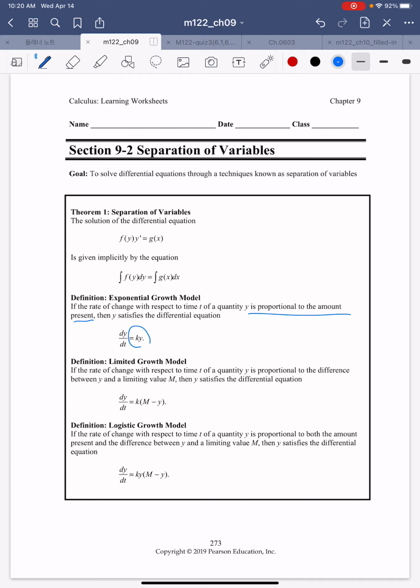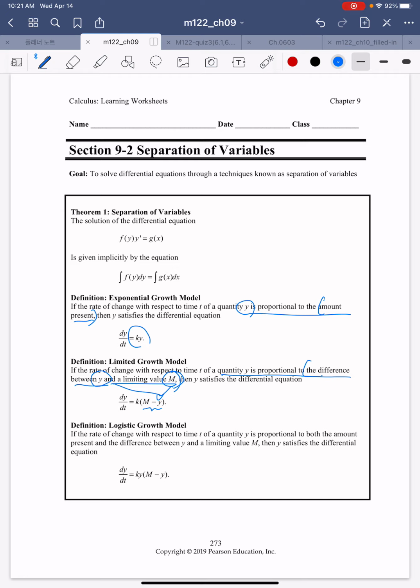Here, in the limited growth, you have the difference. So you should have somewhere in the sentence of your problem the difference: the quantity y is proportional to the difference between y and the limiting value M. The only difference between exponential and limited growth is this part here, proportional to the amount present. So there's your y times the k, and here you have y times the difference between y and M.